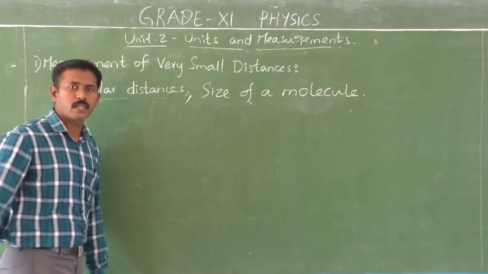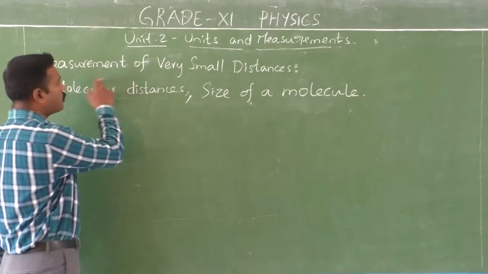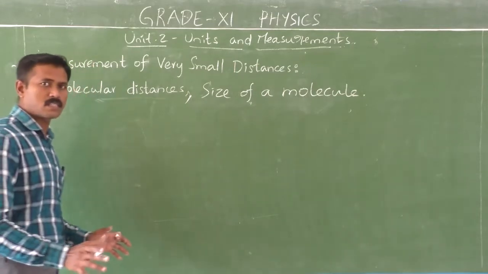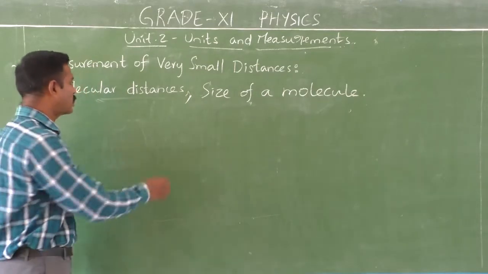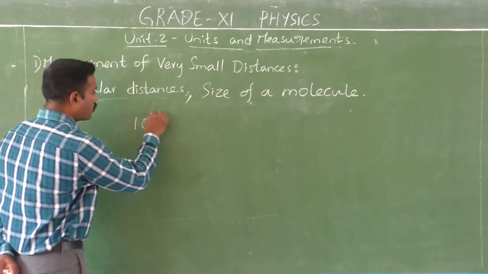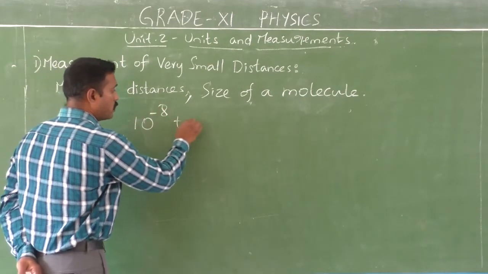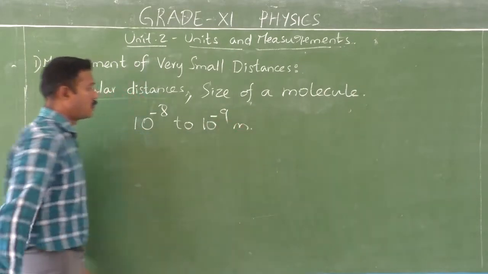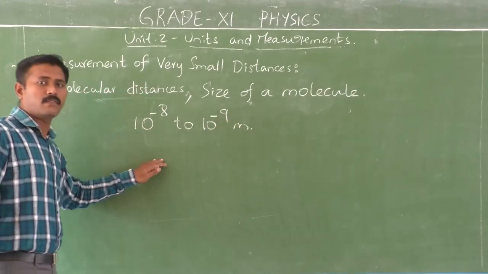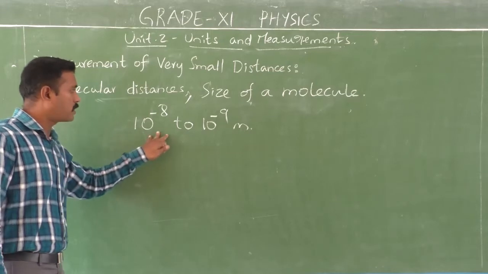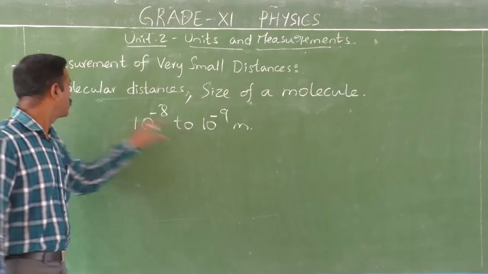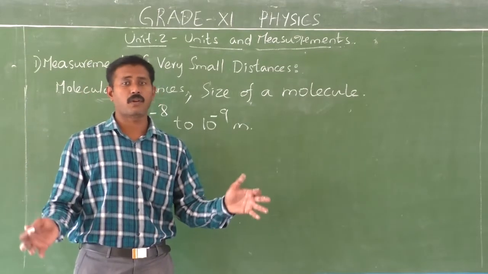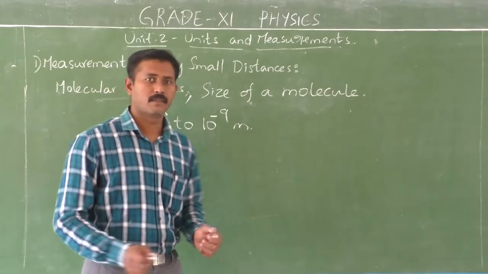Today we are going to deal with the topic measurement of very small distances. Very small distance means the distance that deals with of the order of 10 power minus 8 to 10 power minus 9 meters. You can easily witness that 10 power minus 8 to 10 power minus 9 means it is a molecular distance, or the size of the molecule or the atomic distance.